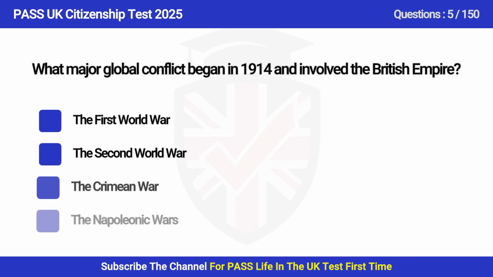Question 5. What major global conflict began in 1914 and involved the British Empire? A. The First World War, B. The Second World War, C. The Crimean War, D. The Wars of the Roses.